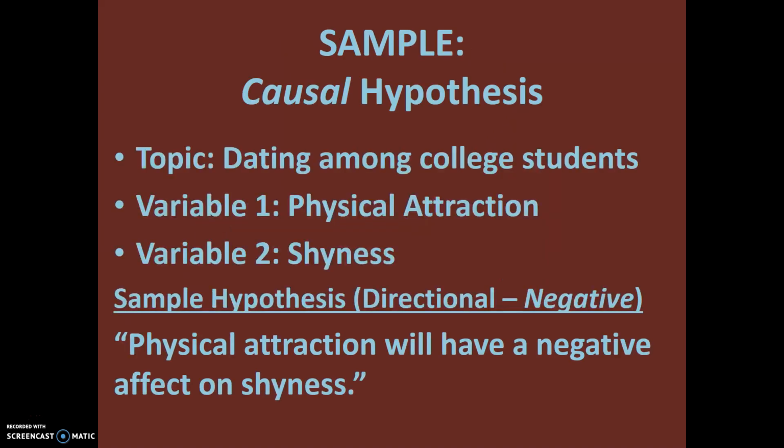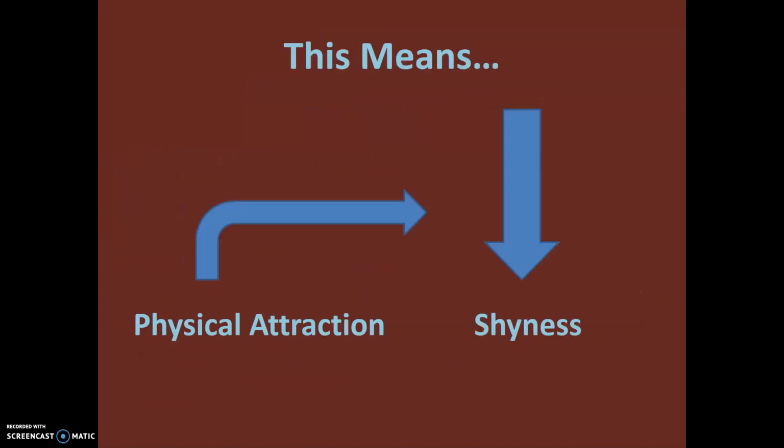Let's look at another example. This time we're going to look at a negative direction for the causal hypothesis. That means that the presence of one variable will cause the dependent variable to decrease. Using our same variables, physical attraction and shyness, our statement prediction will state that physical attraction will have a negative effect on shyness. That means that the presence of physical attraction is allowing shyness to decrease in its level. Again, that causal impact allows one variable, or the predictive variable, to impact the other one in a negative way. This time is what we predicted.